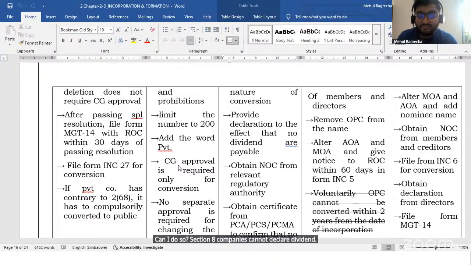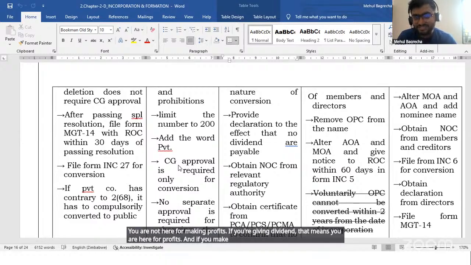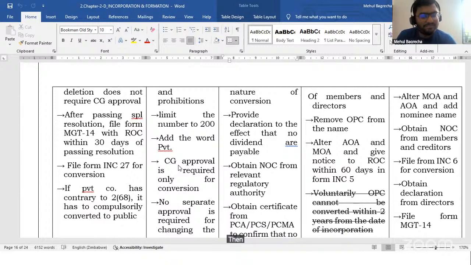You are not here for making profits. If you're giving dividend, that means you're here for profits. And if you make profits, or if you go ahead and declare dividend, then you will not remain a Section 8 company anymore. Crystal clear with the concept, everyone?